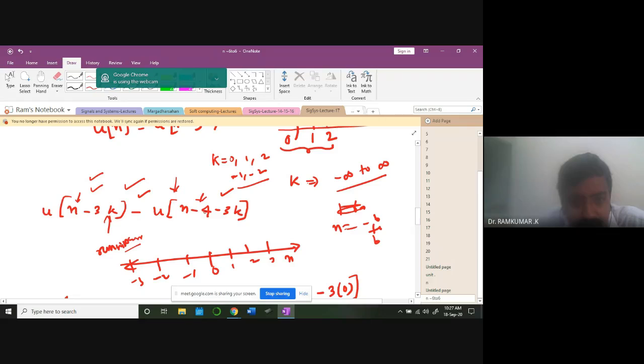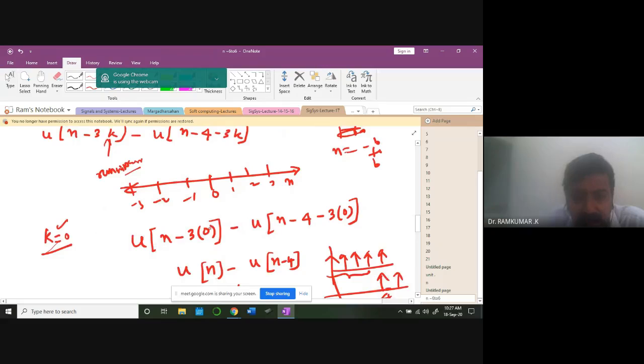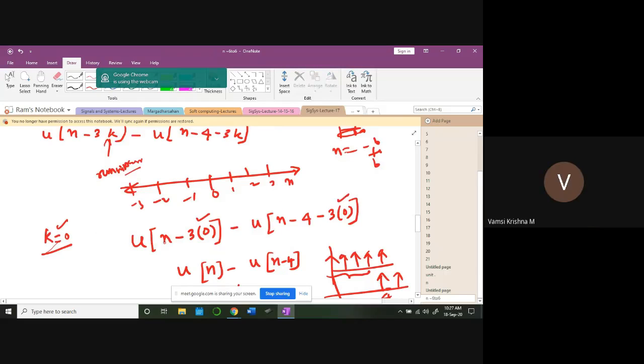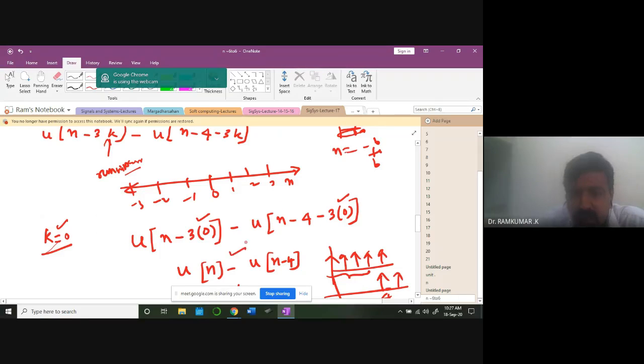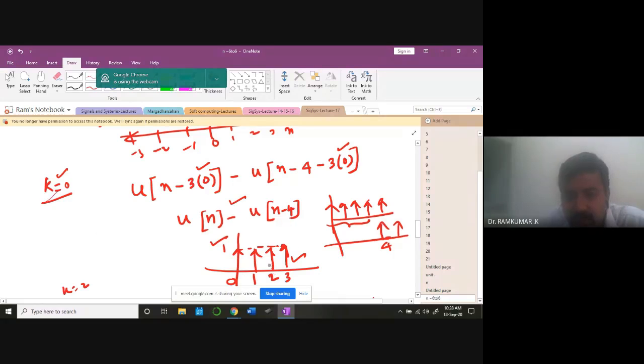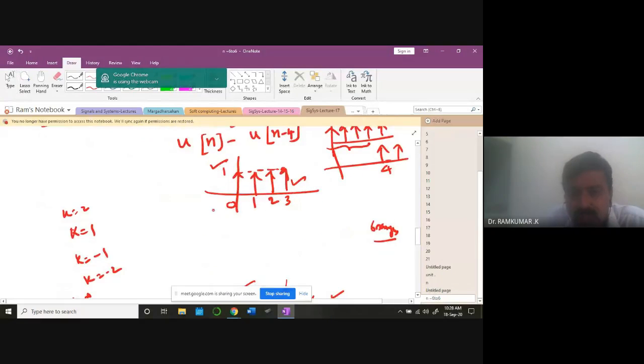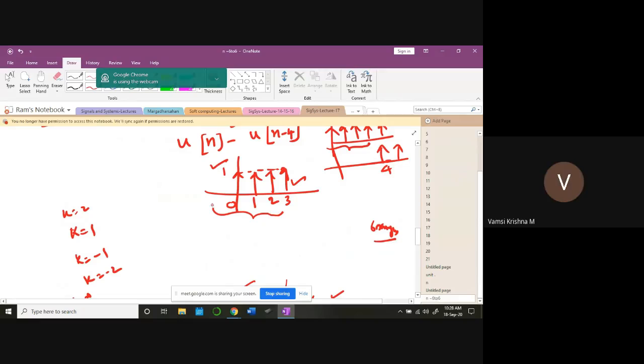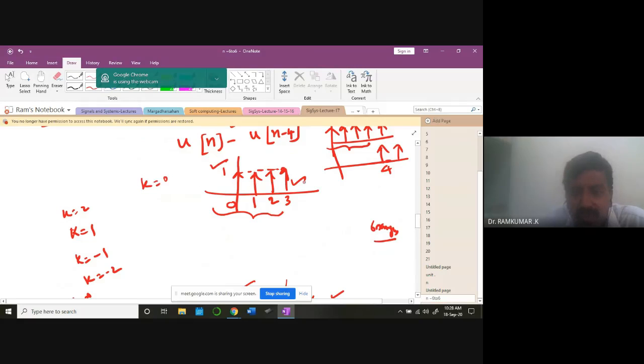Is it all right, Vamsi? Can we do it? Yes, sir. Now I am plugging in k equal to 0. When I plug in k equal to 0, what do I get? I get this. You agree? That is what this signal is. U of n minus 4 immediately, you will get 4 samples like this. You agree? Yes, sir. So for k equal to 0, you have drawn a signal like this.